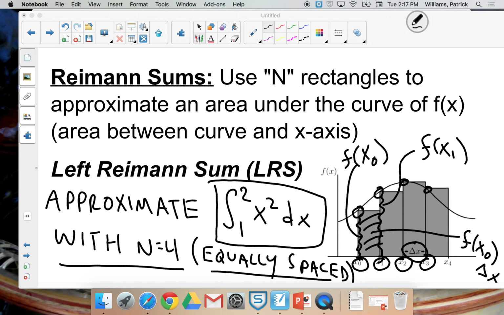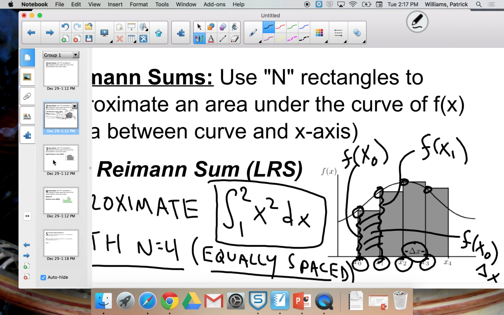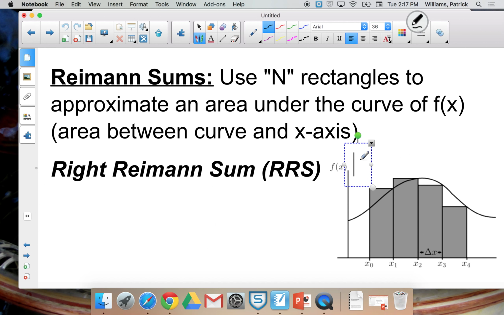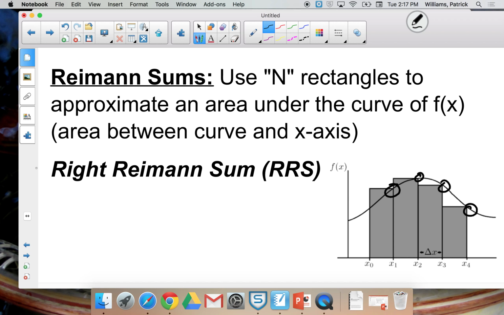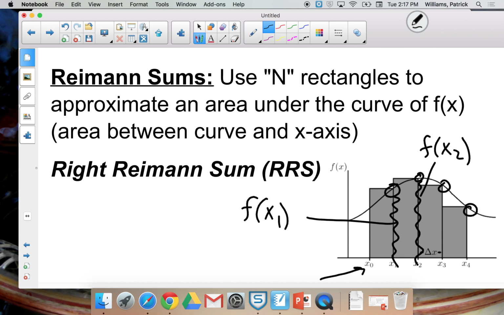Let me clear the ink from this page. And if we go to the next slide, we'll see in a right Riemann sum, again, what we're doing is instead of using that leftmost point, we're going to use the rightmost point to calculate the height of our rectangle. So therefore, this squiggly line, this height of our first rectangle, will be f of x1 instead of x0. Notice that x0 doesn't come into play here anymore because we don't need to use that x value to calculate the height of any rectangles. All right? The height of this rectangle would be f of x2, and then we would keep finding the heights of all our other rectangles based on things like this.